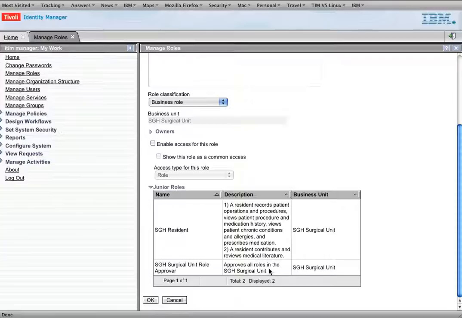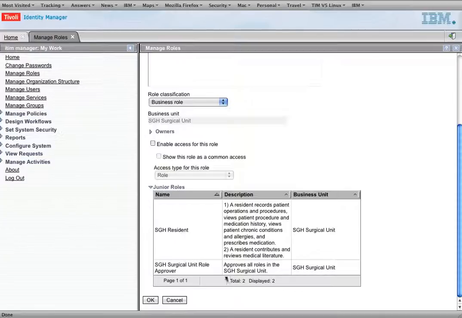But iTeam 5.1 doesn't stop there. It also has the flexibility of allowing a role to be the owner of another role. So you don't have to be hierarchical in the tree. You can also have flexibility to go around that.